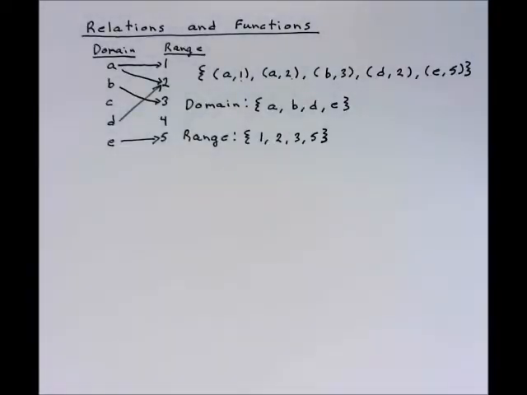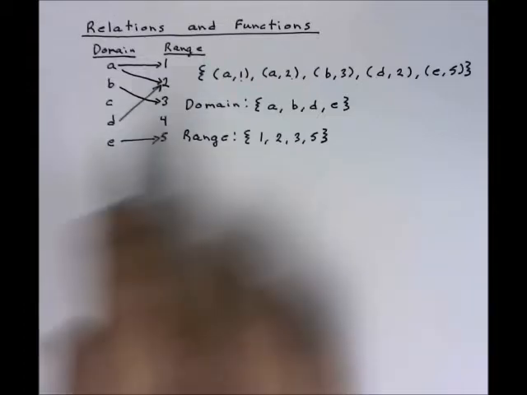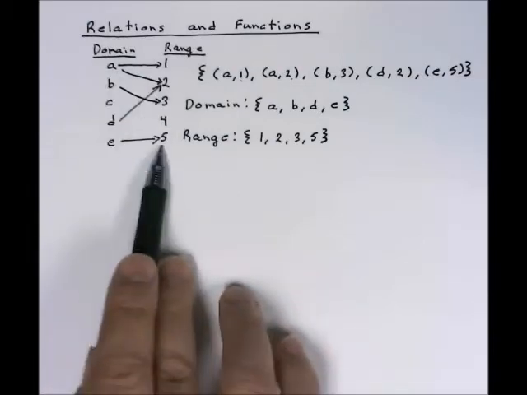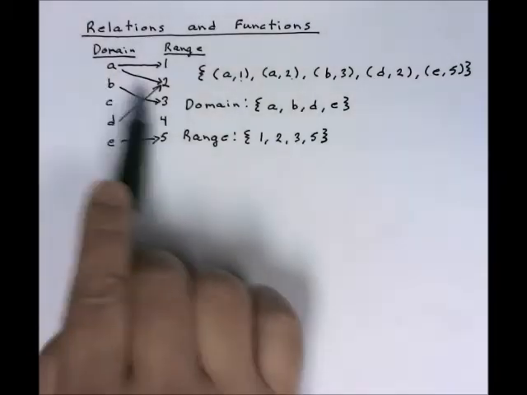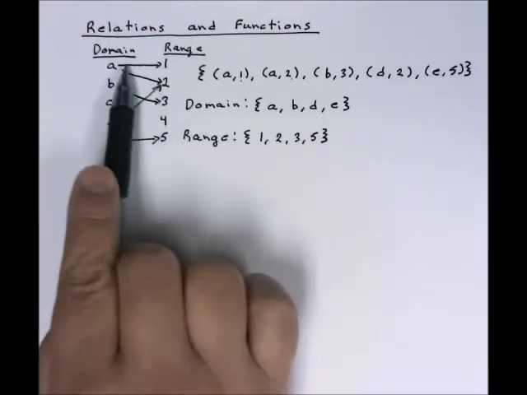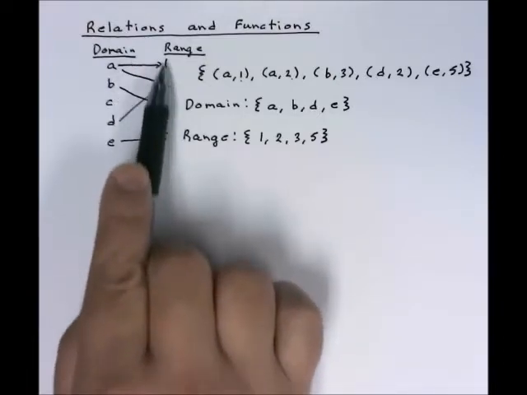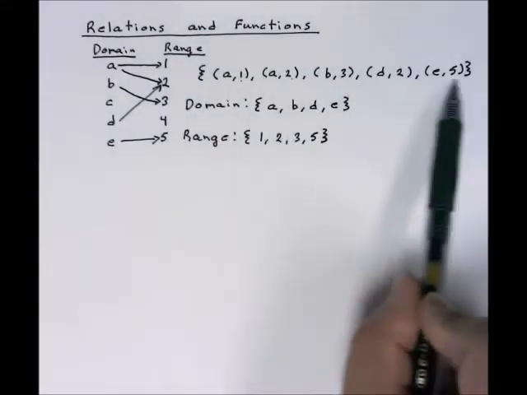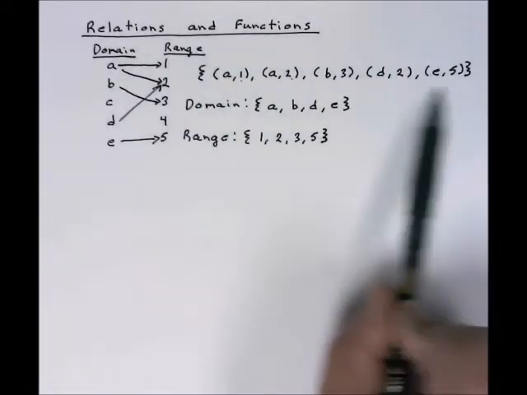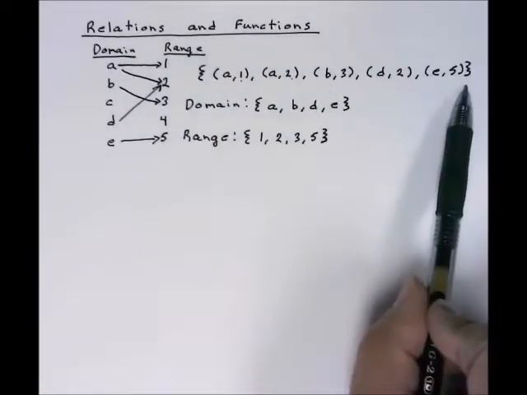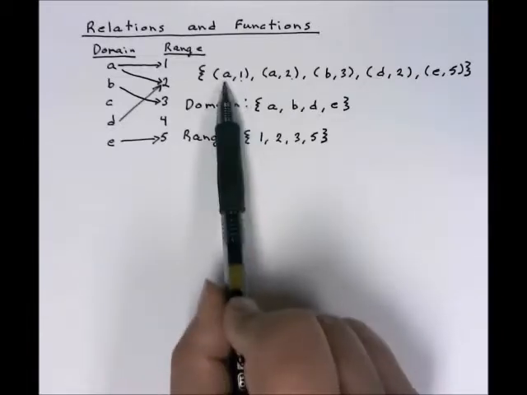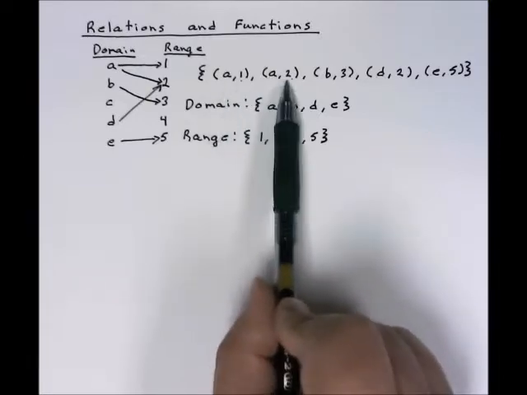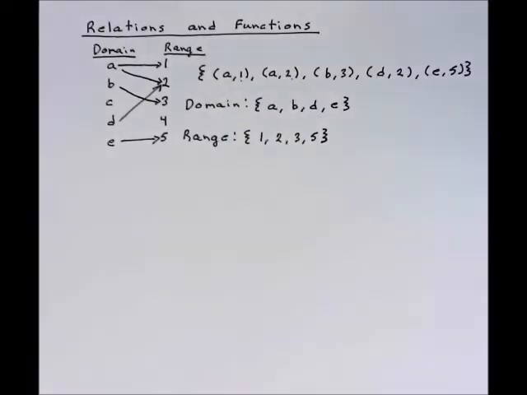Functions are relations, but they're a special type of relation in which each domain element can only go to one range element. For instance, this one is not a function because the A is going to both 1 and 2. Usually, on exams and in homework, you're going to get the relation or the function given to you like this. And they're going to ask, is this a function or not? The trick here is to look at the first elements, and if any repeat and go to different range elements, then it is not a function.